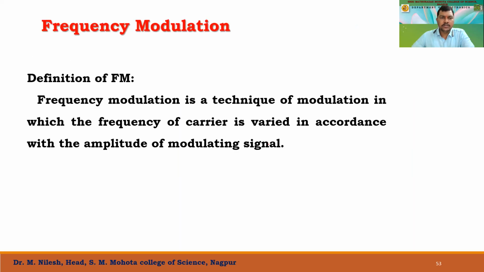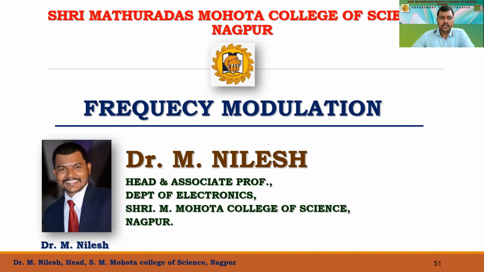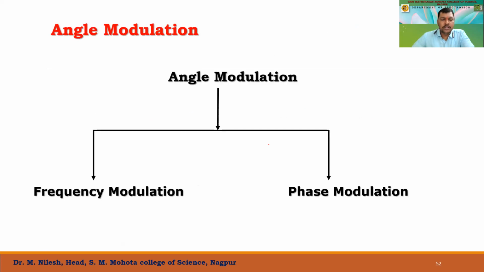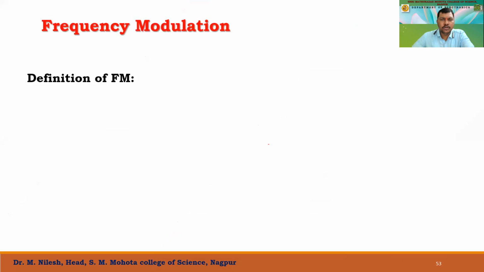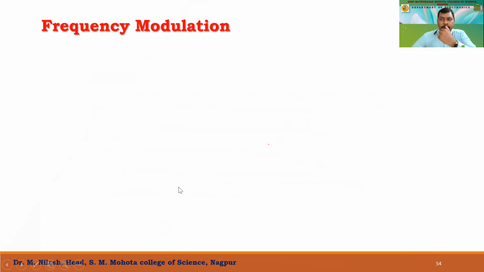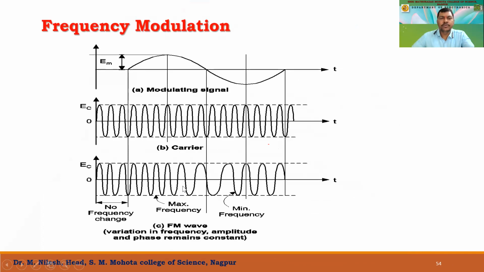Today we are going to consider some of the derivation portion of frequency modulation. What we have seen is that we are having angle modulation, with two types: the first one is frequency modulation, and the other one is phase modulation. Then we are concerned with frequency modulation. The definition of frequency modulation is that the information is conveyed through the frequency. We are changing the frequency with the change in amplitude of the modulating signal. So there is a change in frequency. Here it is having a maximum frequency, and here it is having a minimum frequency.